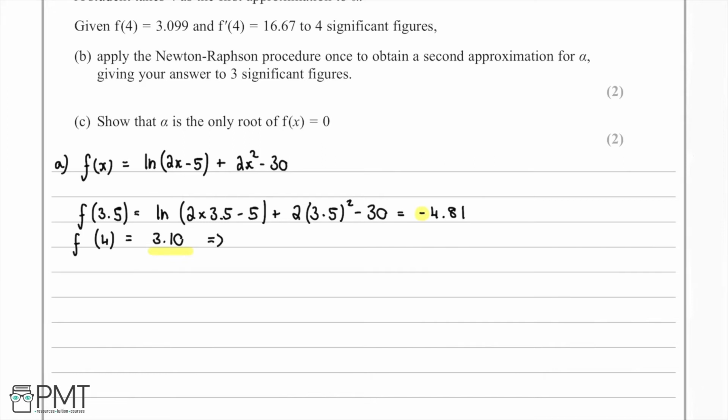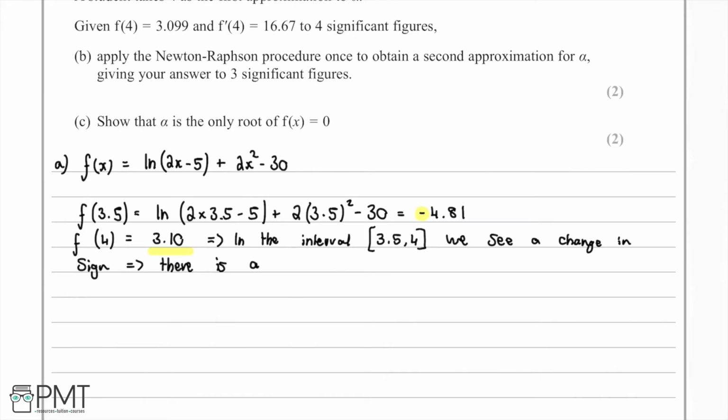So therefore, in the interval, so we're working on the interval 3.5 to 4, we see a change in sign, and this means that there is a root within this interval, and we denote this root alpha, and therefore we have completed part A of the question.